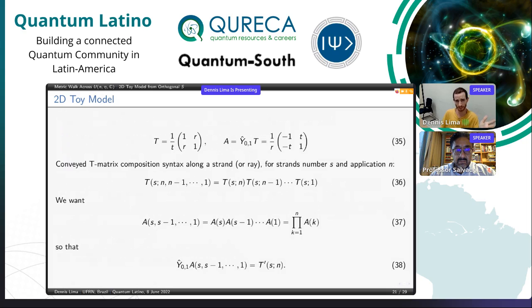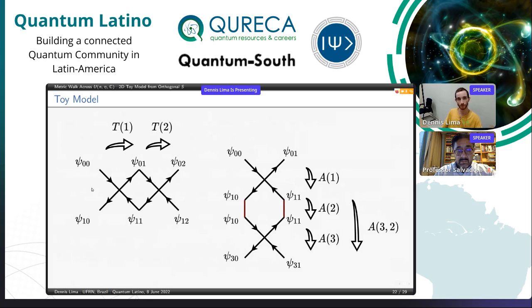We used this 2D toy model, with an orthogonal S matrix that gives this T matrix, this A matrix, and the T matrix has this composition rule. So when we apply products of T matrices, we obtain the resulting T matrix within the same group. We want something similar for the A matrix, so that we can obtain a T matrix by applying partial inversion. And thus, we can grow our diagram with T matrices along this direction and with A matrices along this direction.